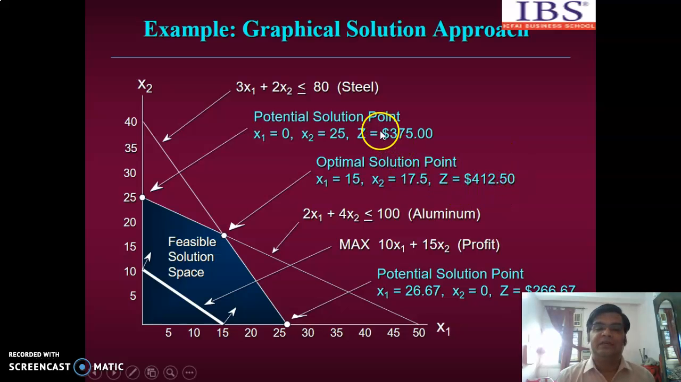$412.50. So you can see if we compare all the 4 z values: here it is 0 in this point, in this point it is $375, in this point it is $266.67, and in this point z is equal to $412.50. So this point is the optimal solution, where x1 equals 15 and x2 equals 17.5. So now we have solved for the decision variables: x1 is equal to 15 and x2 is equal to 17.5.